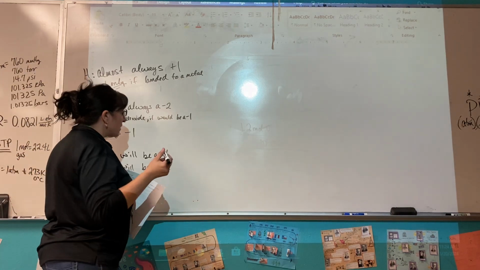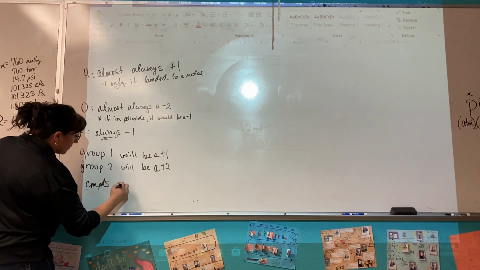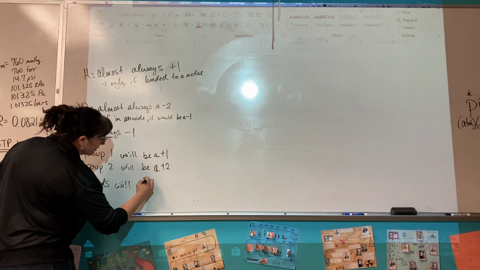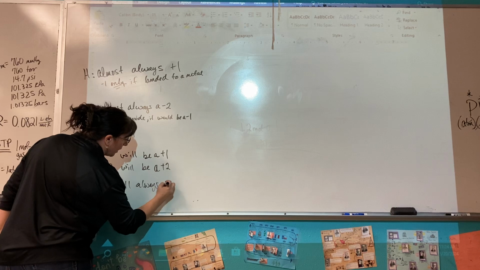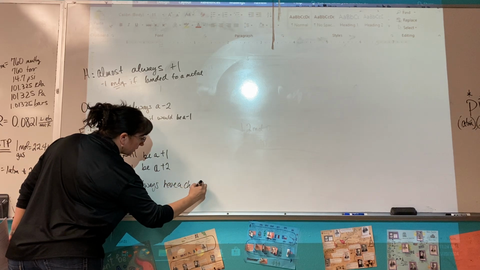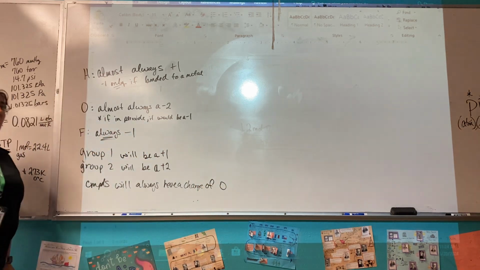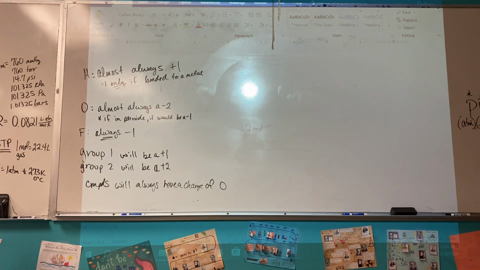Okay, so another rule, compounds will always have a charge of 0. So basically, whenever we have a compound, you've got your cation, they're going to give up electrons, your anions are accepting electrons. So when we do these oxidation charges, we're going to say compounds are always going to have a charge of 0.